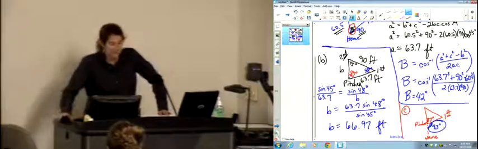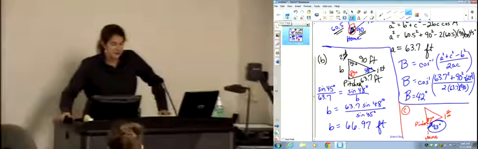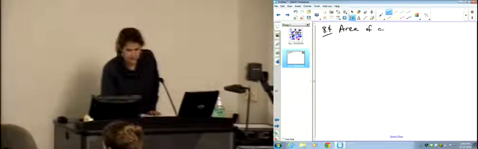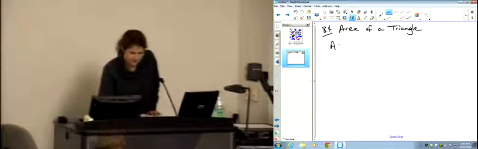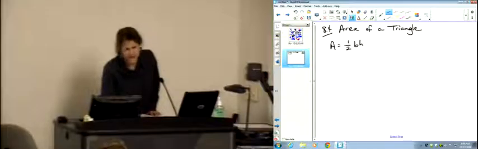So, all right, let's go over here to area for just a minute in section 8.4. We're still going to be using the law of cosines a little bit in this part. Area of a triangle. We think of area equals 1/2 base times height on our triangle.